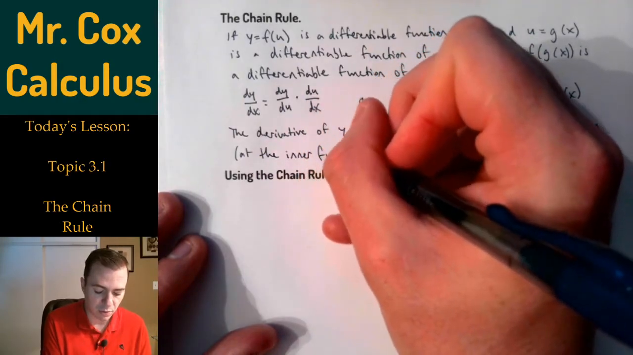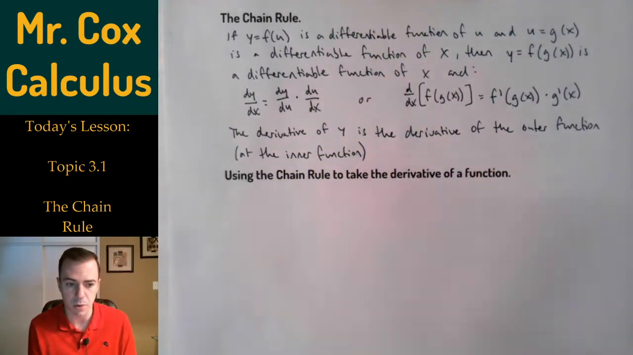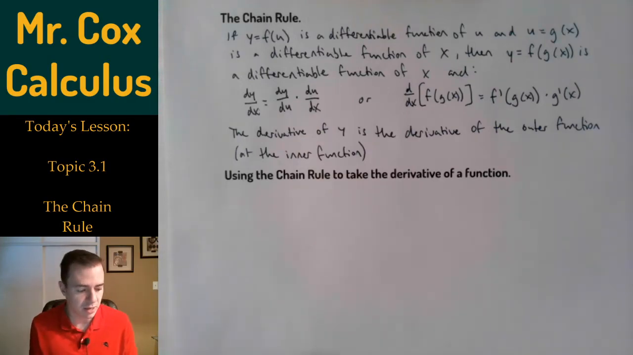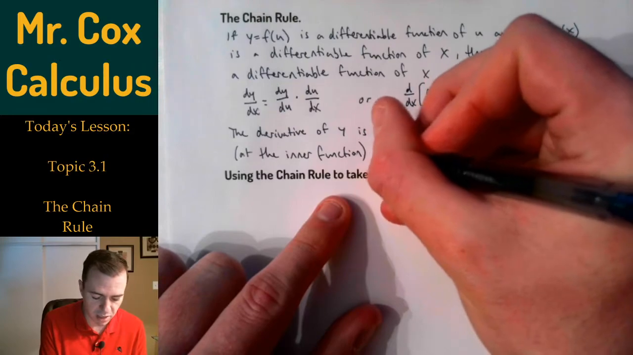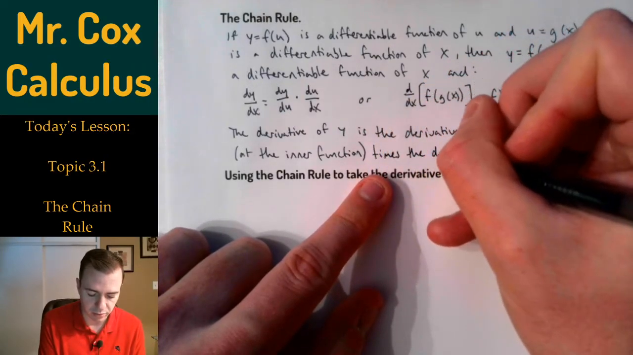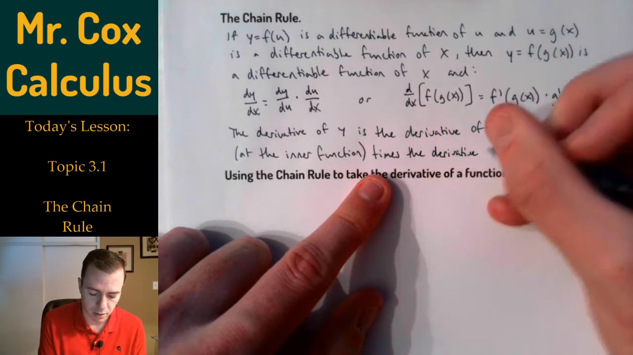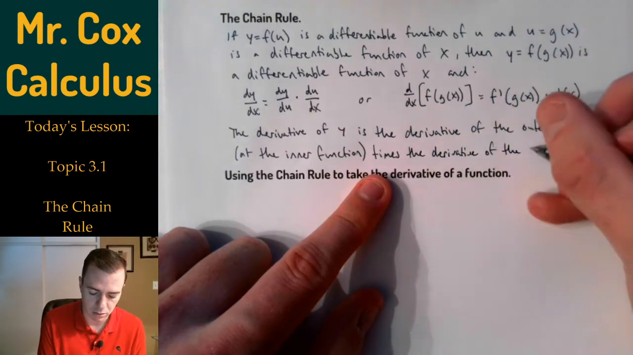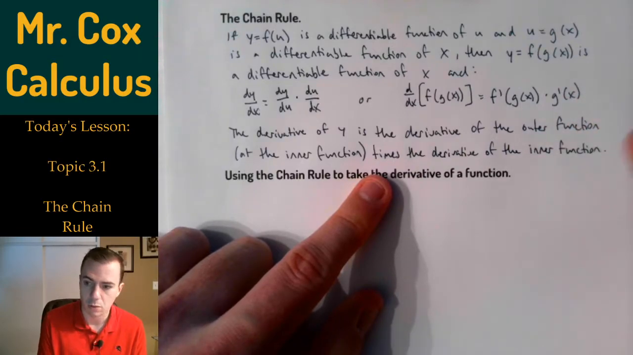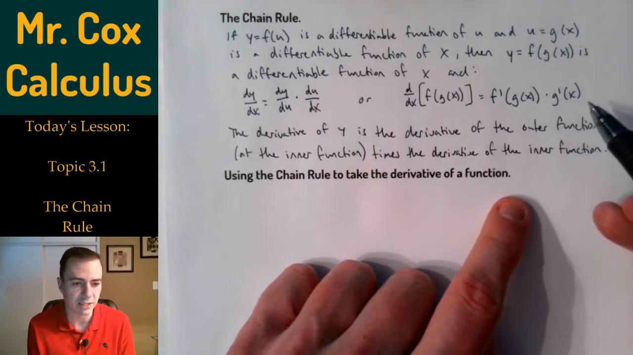So we would take the derivative of whatever the outer function is, but we would keep that inner function in there. And then the part that really becomes the chain rule is we then multiply that, so times the derivative of the inner function, which is what this g prime of x is representing.